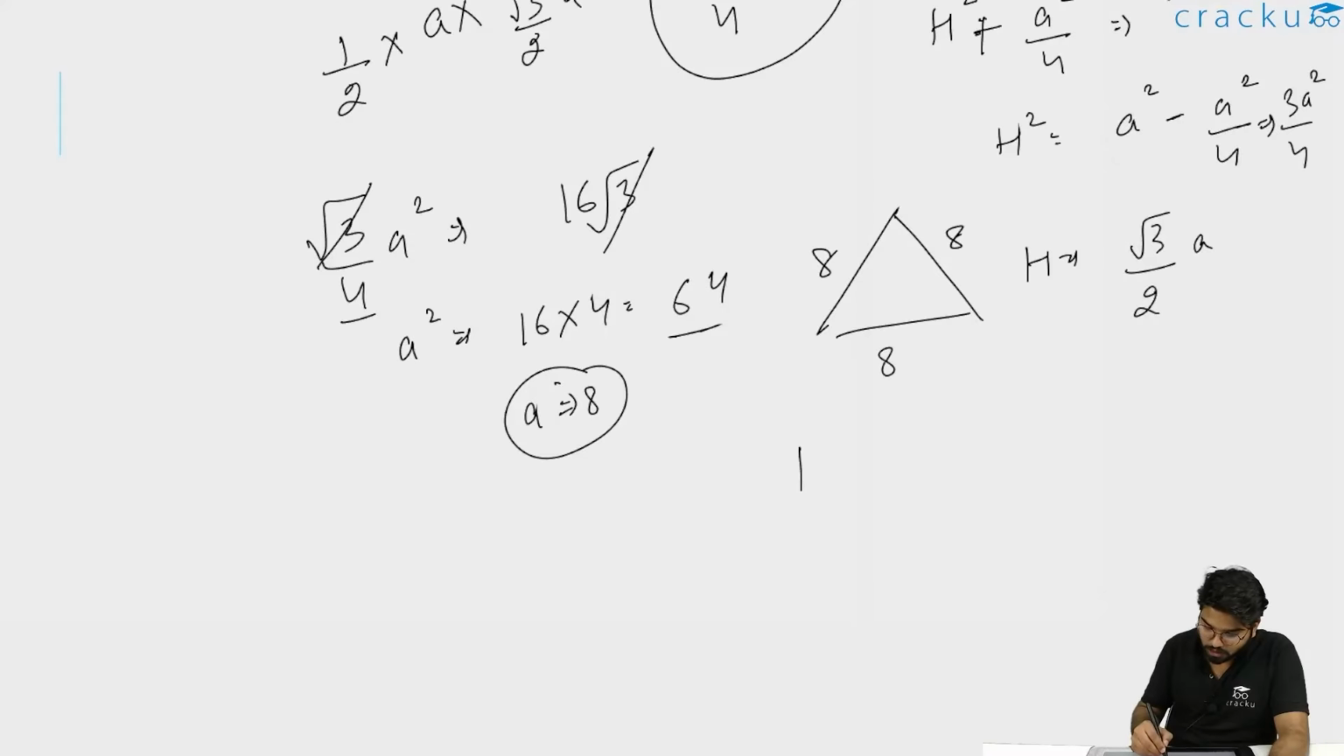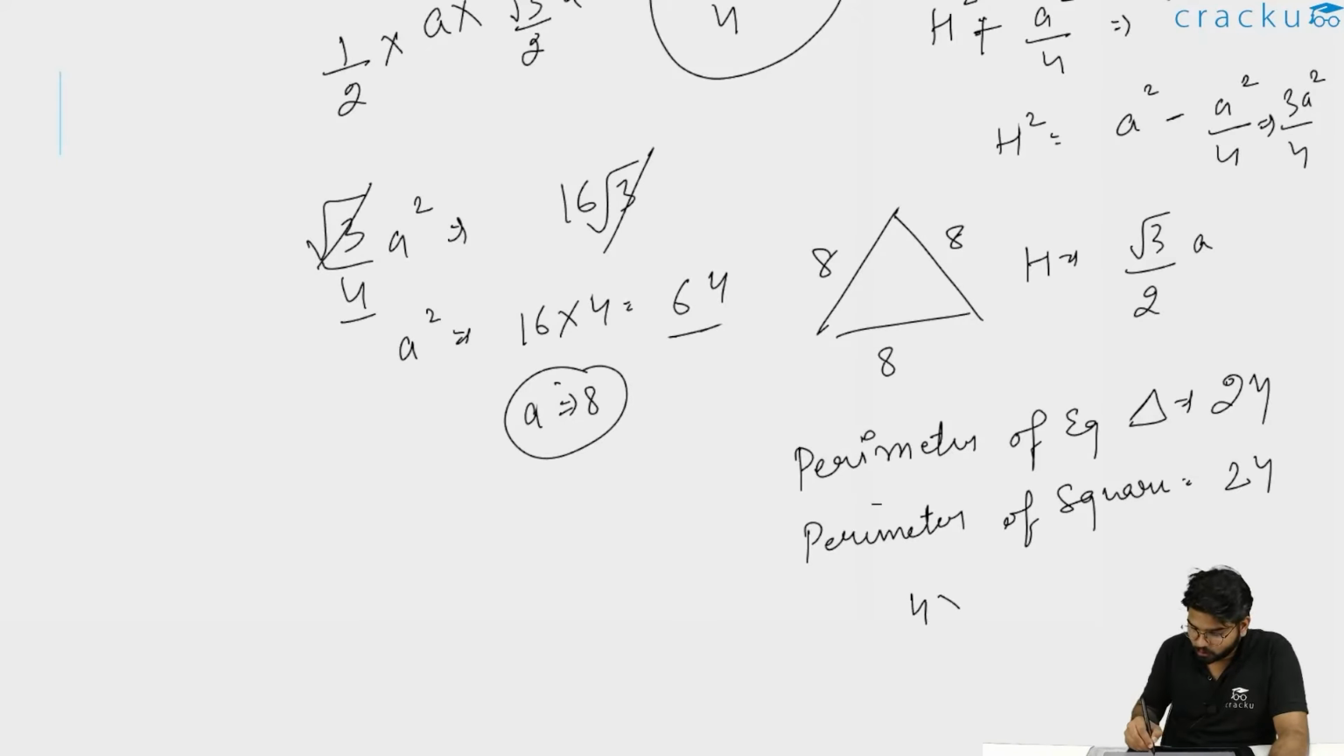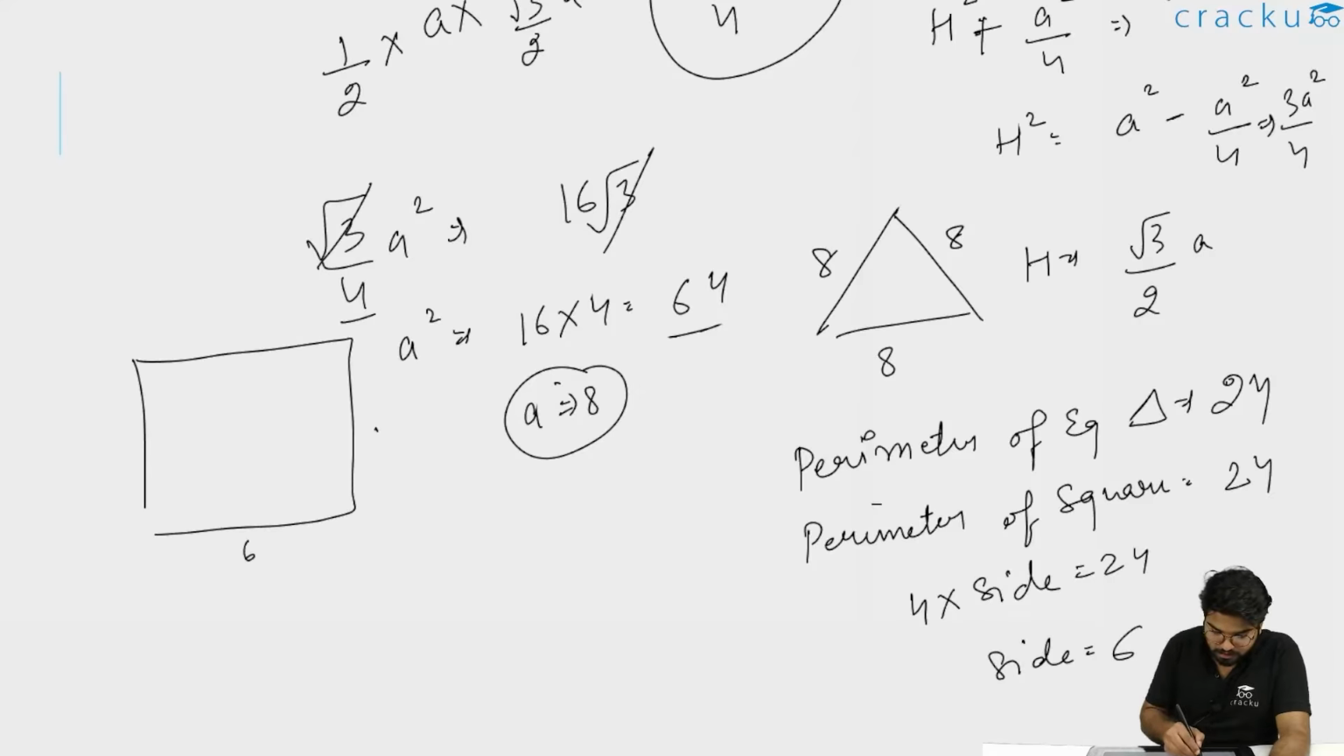So the perimeter of the equilateral triangle is 24. It means the perimeter of the square is also 24, because we are given that the perimeter of both the figures is the same. Now we know that the perimeter of a square is 4 into side. It has 4 sides and all sides are equal. So 4 into side is equal to 24, or side is equal to 6. So we got the square whose sides are 6.